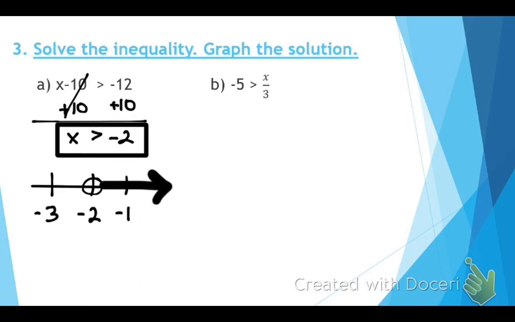All right, let's go on to the next one. -5 is greater than x divided by 3. Is the variable on the left side? No, so we need to switch the entire problem so that we're not reading backwards. Instead, we'll have x divided by 3 is less than -5. All right, Madison, how do I get that x by itself? Multiply by 3. We have to be fair and do it to both sides. So Madison, keep going. What do we get?